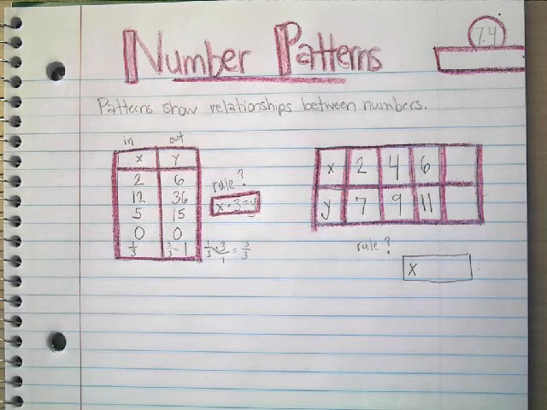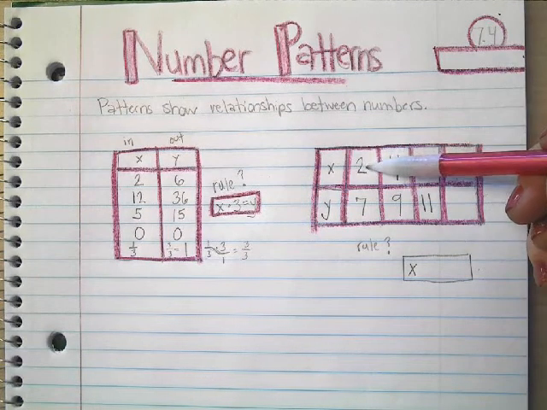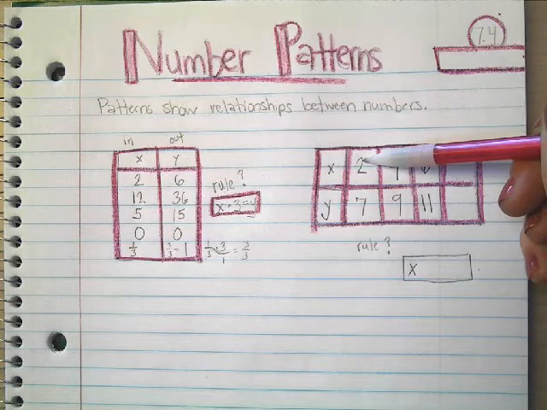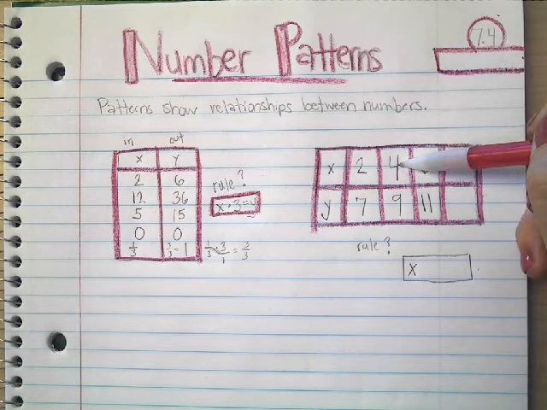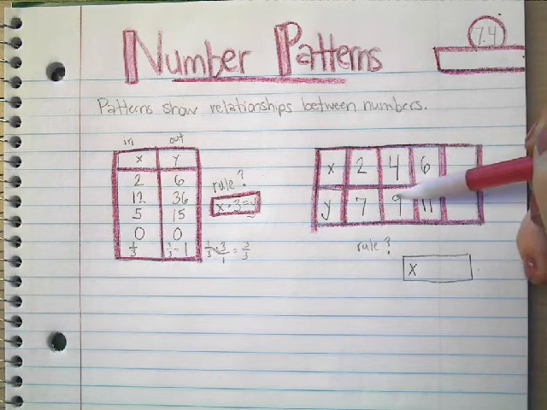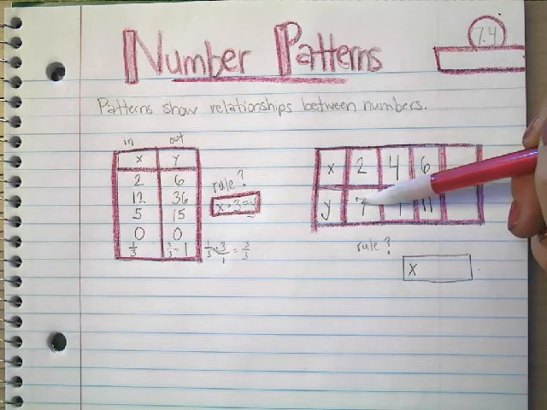I added 5, or I times by 3 and then added 1. There's lots of different things you could do. Let's try it. Does it work to times by 3 and add 1? 2 times 3 is 6, plus 1 is 7. 4 times 3 is 12, plus 1 would be 13. So it can't be that. Let's go back and try the plus 5.